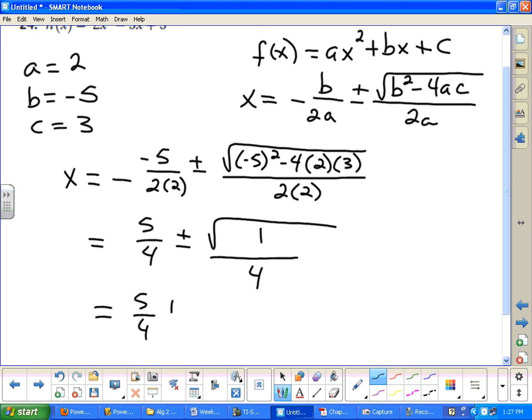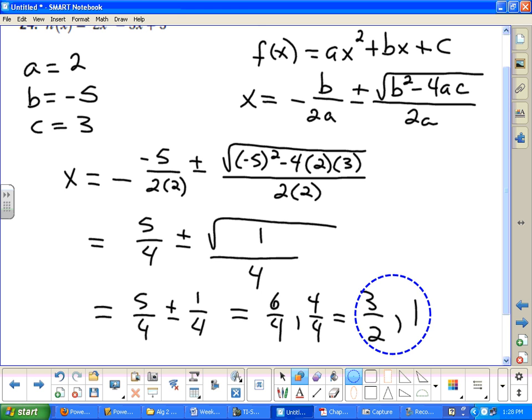Okay, so here we have 5/4 plus 1/4 and 5/4 minus 1/4. So in this situation then, we are actually going to add this other fraction and subtract it. So 5 plus 1/4 will give me 6/4, and 5 minus 1/4 will give me 4/4. So we have 3/2 and 1 for our answer.